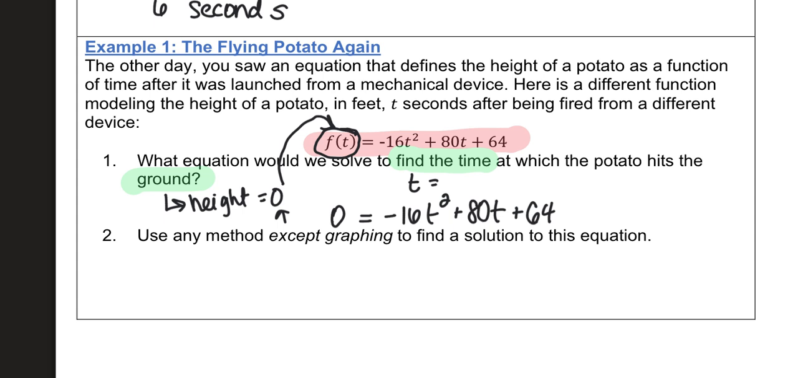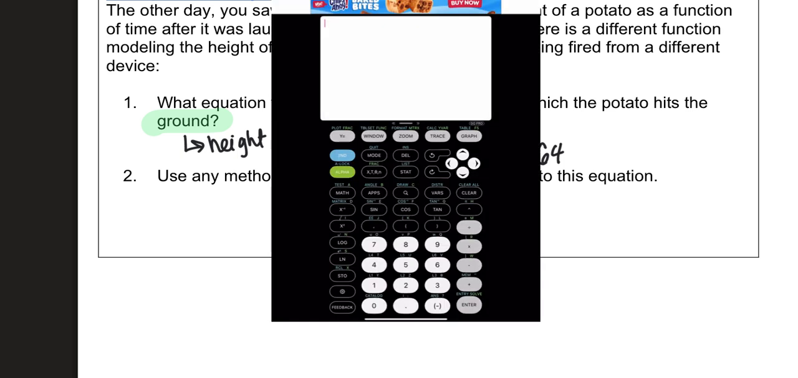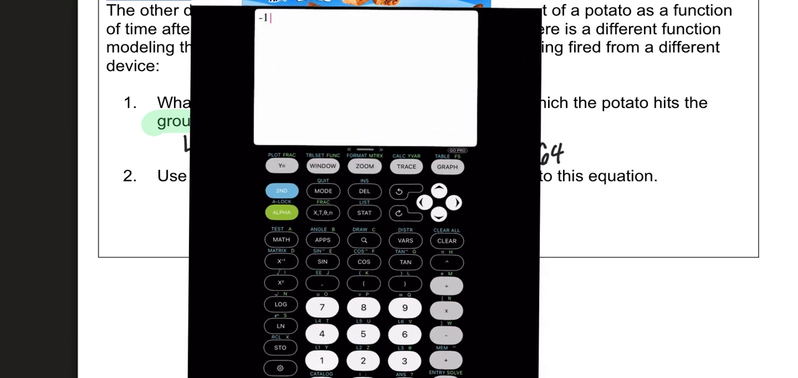To find this time, we can look at plugging in some different values for t. So I'm going to go ahead and do that on the calculator. We're just looking for any values of t that we could plug in to see how close we can get to 0. So we have our equation, and we're just going to plug in some different values of t. I'm going to start, I don't know, by picking 3, maybe. Then we have plus 80 times 3 plus 64.